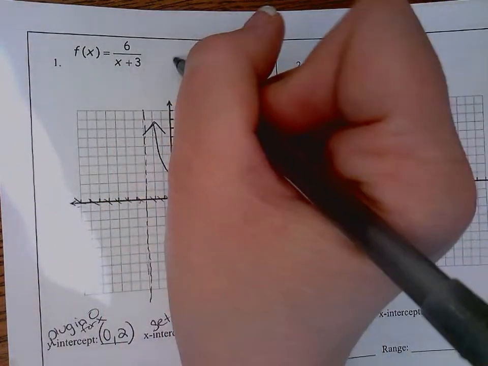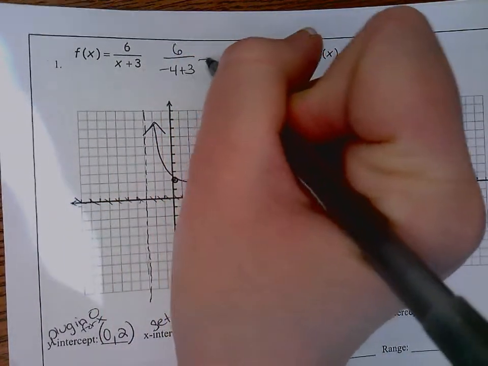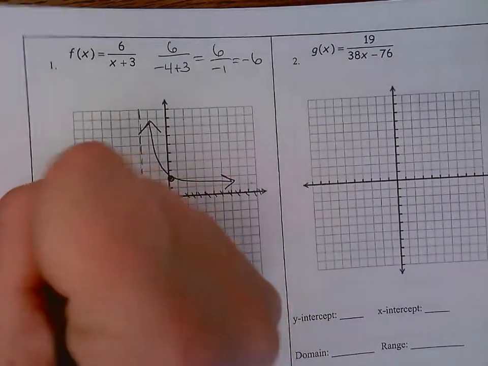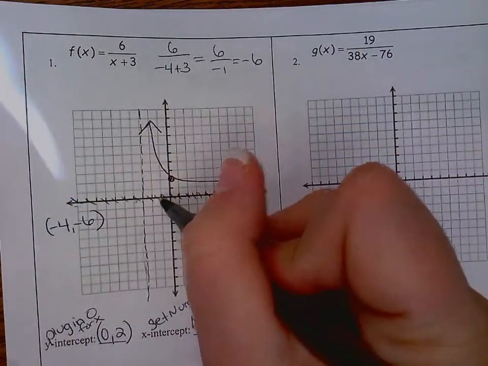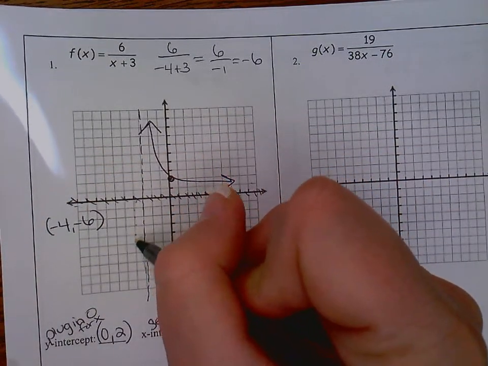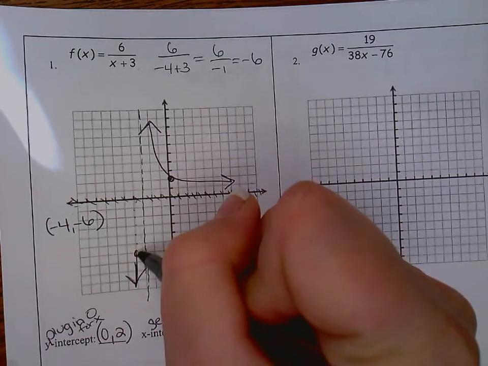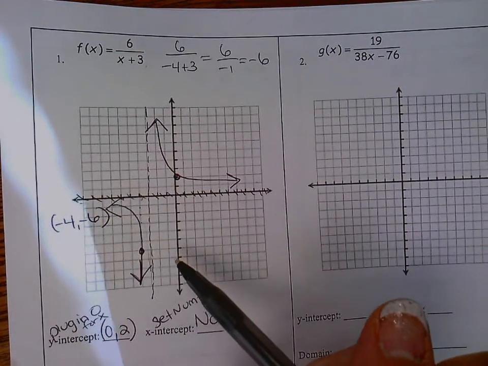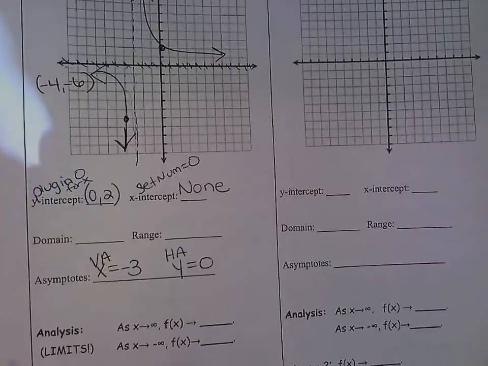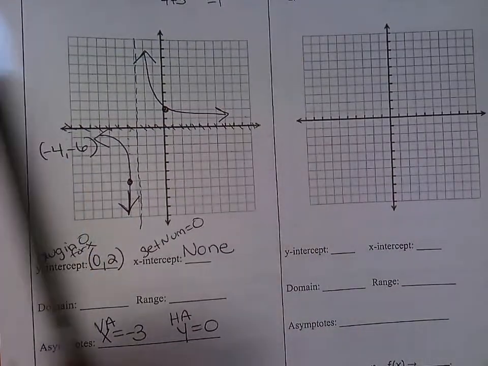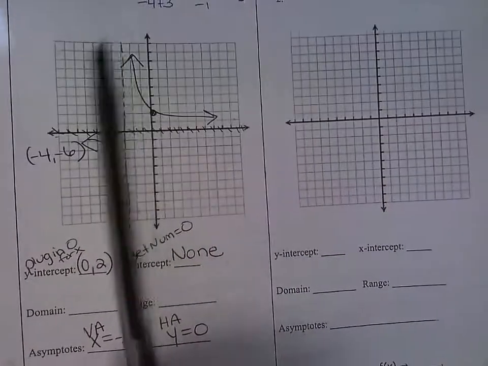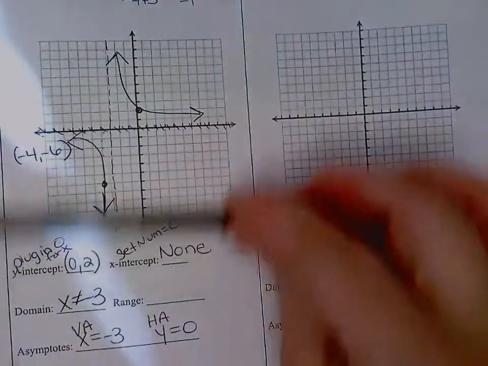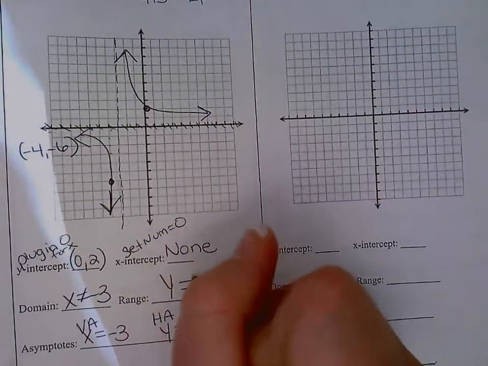So if I plug in -4 up here, I get 6 divided by -1, which is -6. So I know that (-4, -6) lies on this graph. And so this elbow must go kind of in this direction. It hugs the two asymptotes and it goes through (-4, -6). So now I can take a look at the domain and range. What x value was bad? X cannot be that asymptote, right? X cannot be -3. What y value was bad? It was y equals 0, so y cannot be 0.